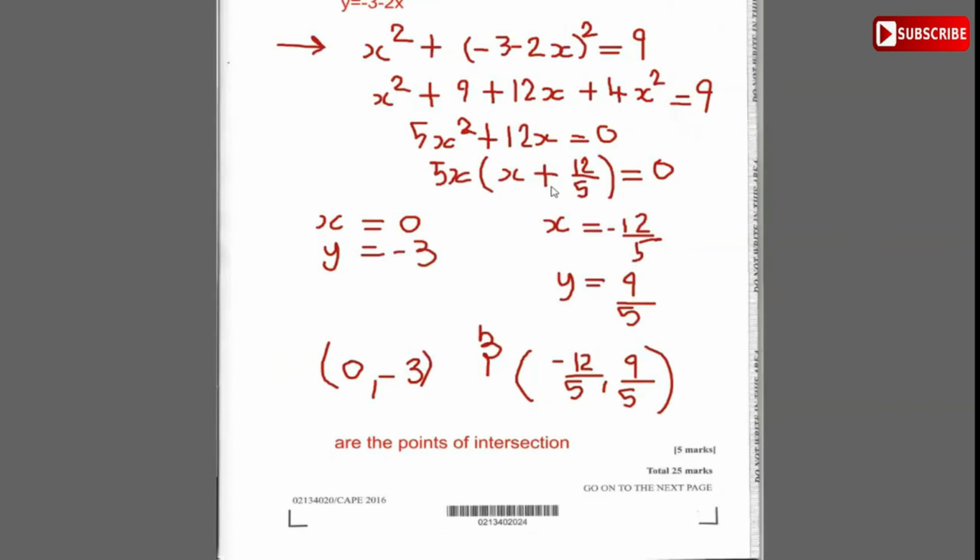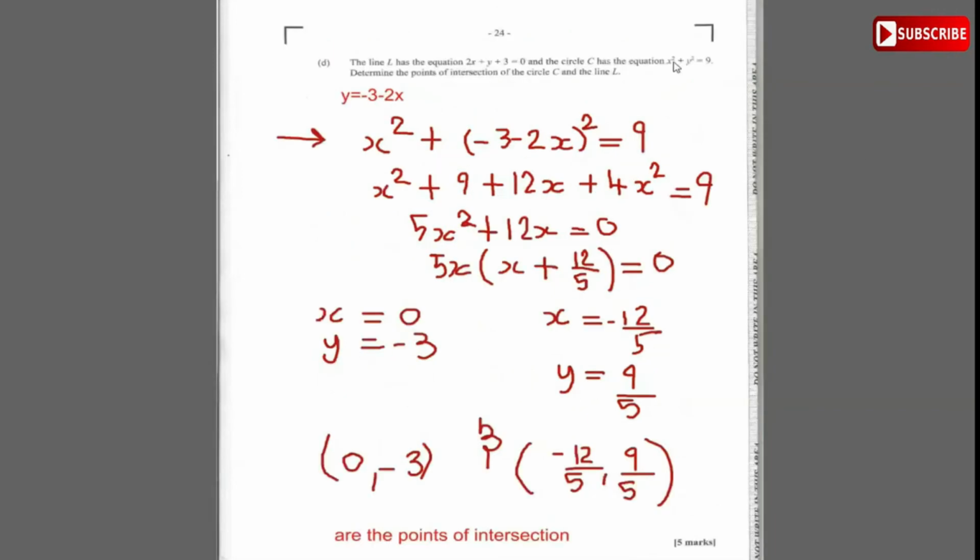Okay, now that we have this, let's see what's going on with the next part of the question. Oh, before we finish, let's just check it back. I just want to make sure the answer is correct. So minus 12 over 5 squared plus 9 over 5 squared, that's 9. Yep, the equation is correct. The points of intersection are correct. All right.